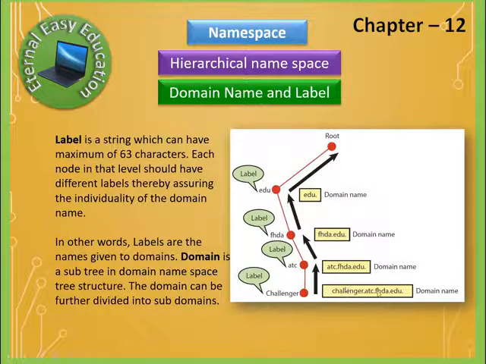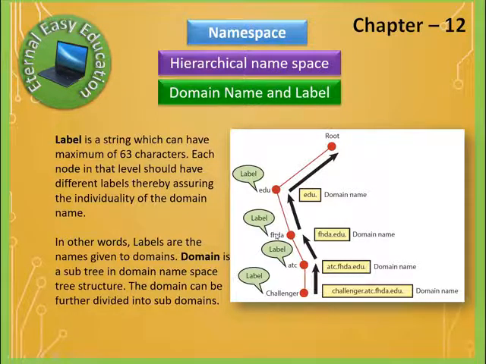So each is a label. Each word is a label. So the word can be up to 63 characters. Each node in that level should have different labels. Yes, everything should be different, thereby assuring the individuality of the domain name. In other words, labels are the names given to domains. Domain is the subtree in the domain namespace tree structure. Domain can be further divided into subdomains.